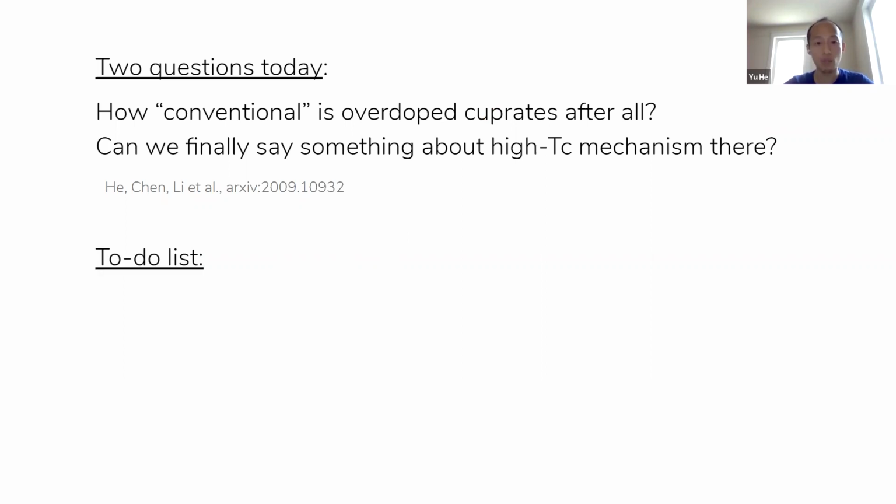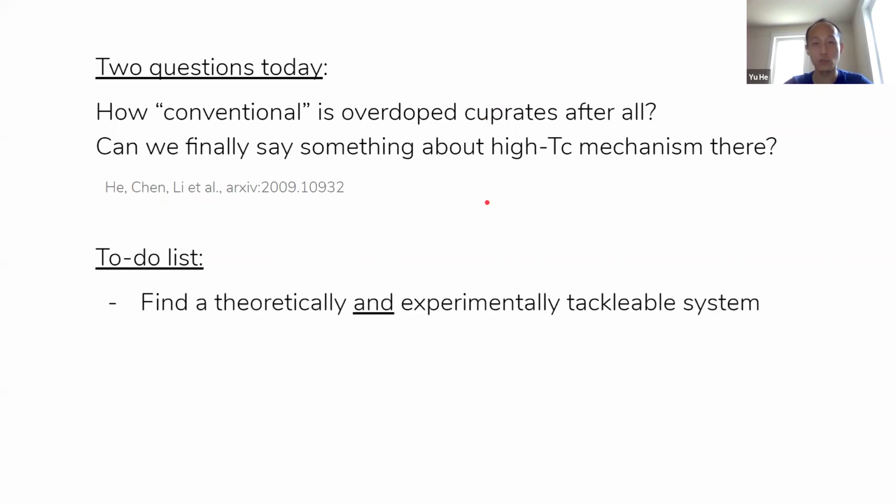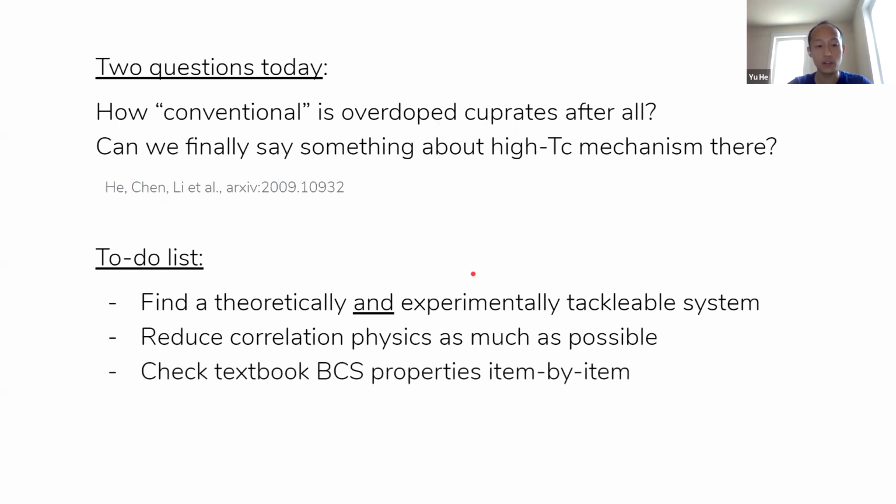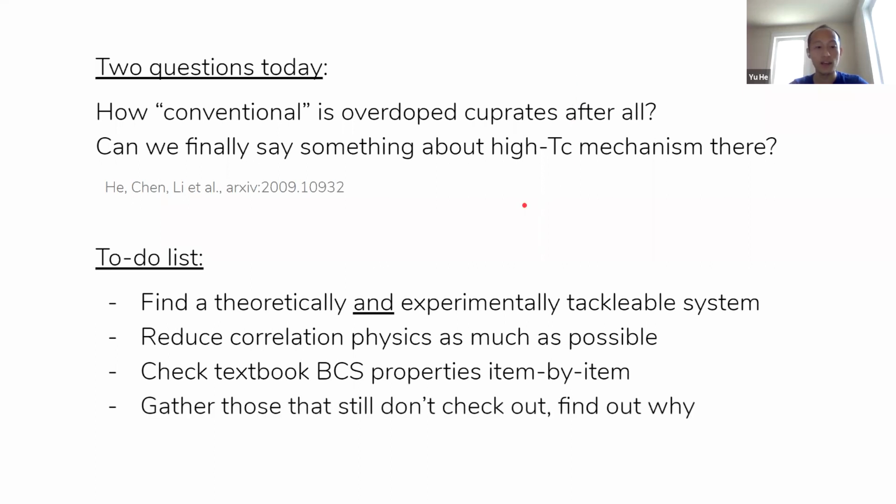To tackle this problem in a methodological way, this is the to-do list, which will serve as the outline of today's talk. First, we want to find a theoretically and experimentally tractable system, meaning that it needs to be feasible. The second is we want to reduce the role or occurrence of correlation physics, reduce the electronic correlation as much as possible. Then we will check the textbook BCS properties item by item. Towards the end, we're going to gather those that still don't check out with textbook BCS properties, even in this supposedly very metallic regime, and find out why. And of course, at the very end, hopefully we're going to write a paper.